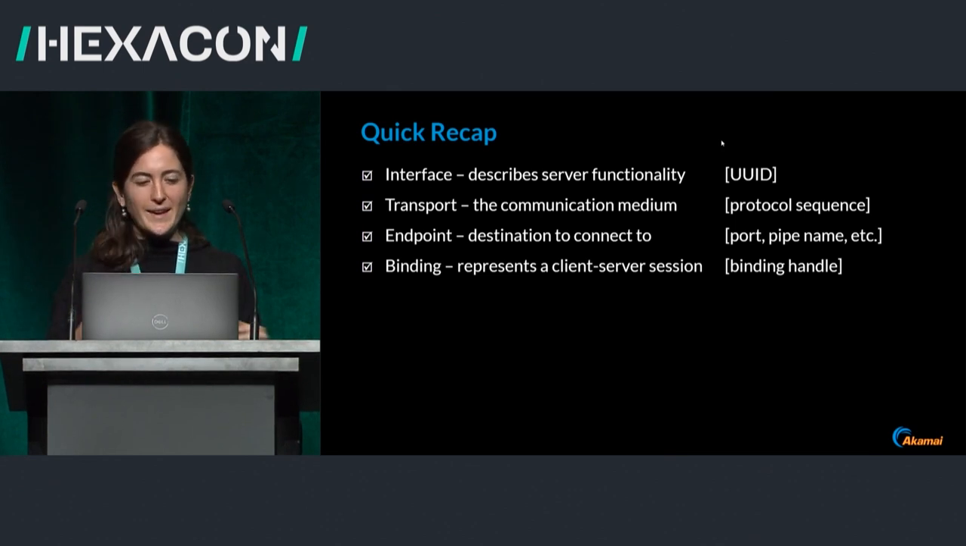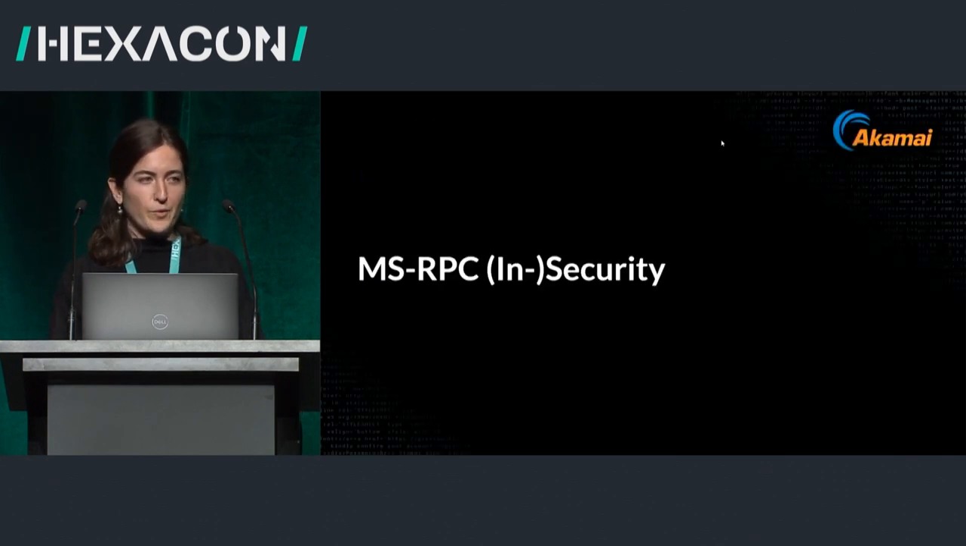So just a quick recap. An interface is the kind of conceptual agreement of the functionality exposed by the server and is represented using a UUID. The transport is a communication medium, represented by a protocol sequence. The endpoint is the destination to connect to. It can be a port number, a pipe name, a host name, etc. And the binding is an object, it's a handle, which represents the client-server session in RPC. With that, I think we're ready to talk a little bit about RPC in security, and I'll pass the ball to Stiv for that.